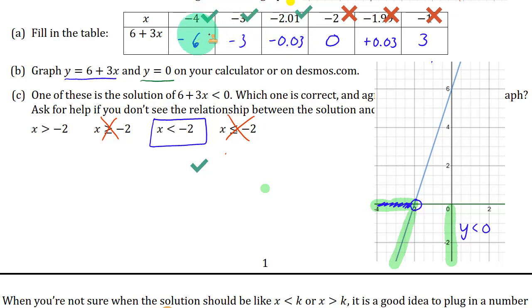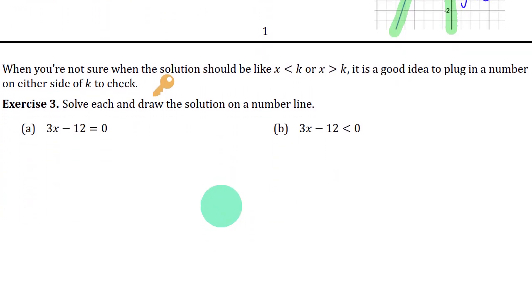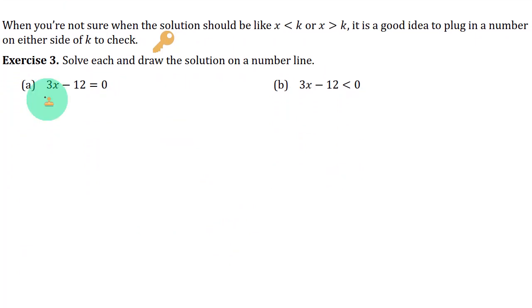For example, here, if you're not sure if x should be less than -2 or x is greater than -2, try plugging in something less than -2, like -3, and check that it works. That's an idea I'd like you to keep using as we go through these exercises. So with that in mind, let's go over the answers to exercise 3.